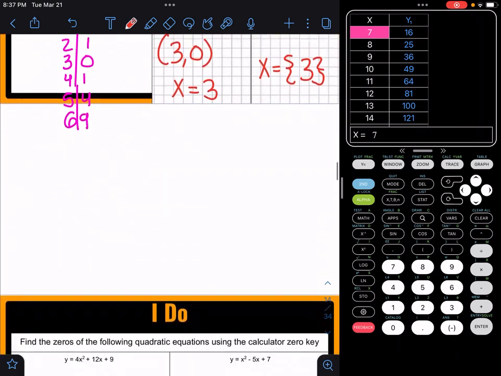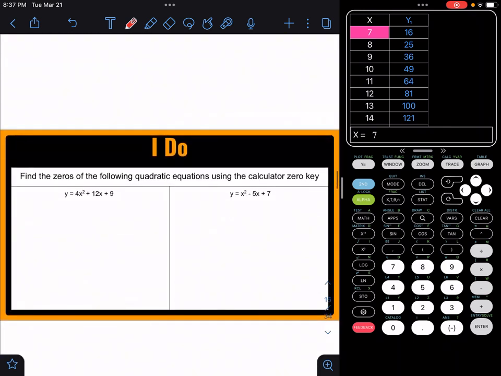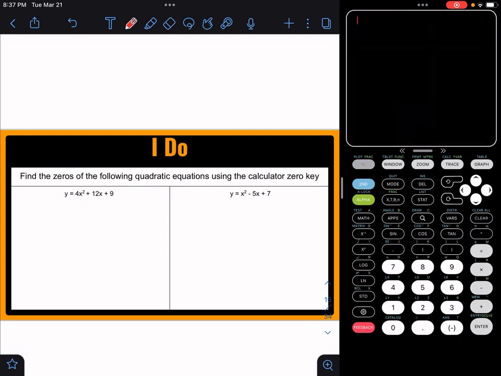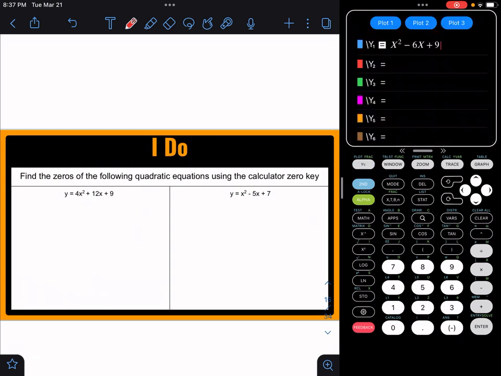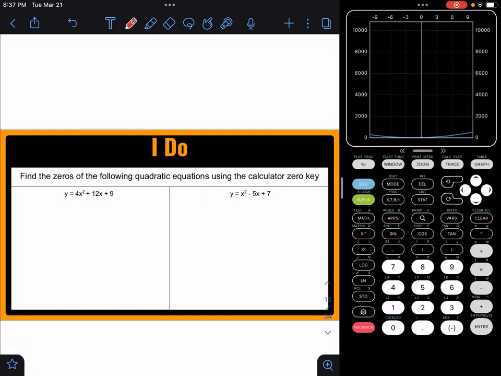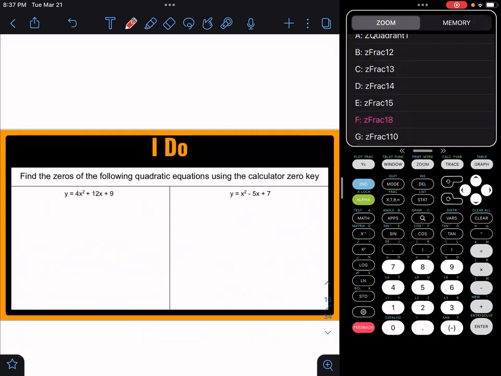So now sometimes we might not want to do it out using a calculator by graphing, because if it's a multiple choice question, we don't really need to do all of that. So another way that you can do it is we can type the equation into a calculator, 4x squared plus 12x plus 9, okay? And now I'm going to come here to my calculator.